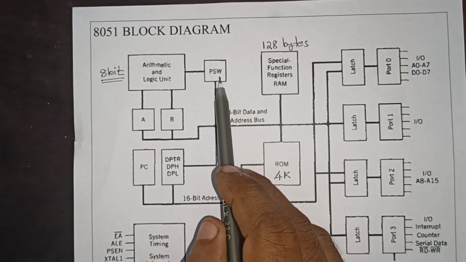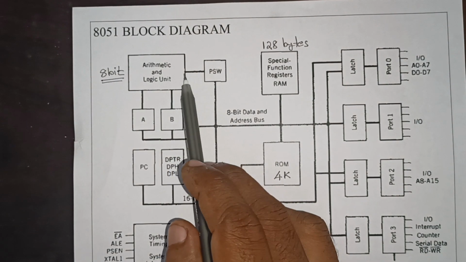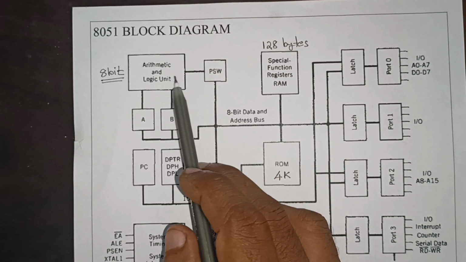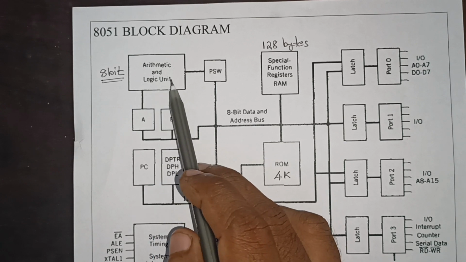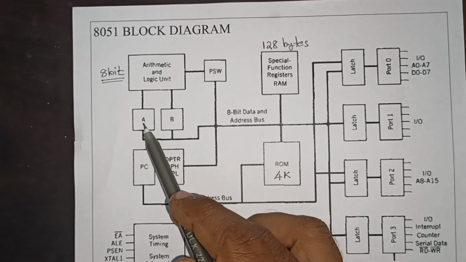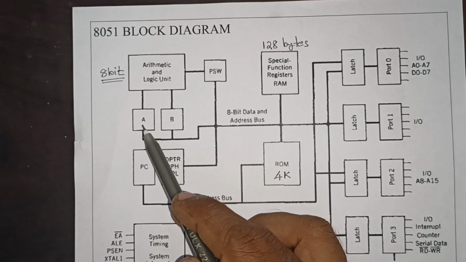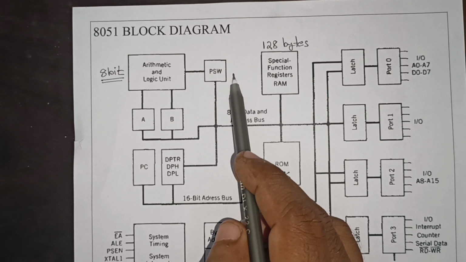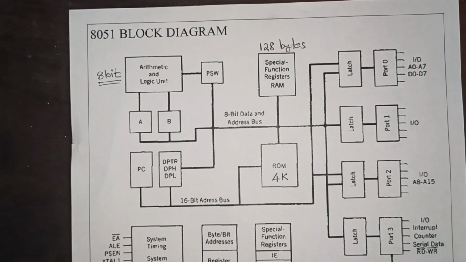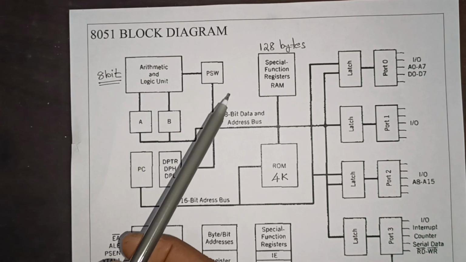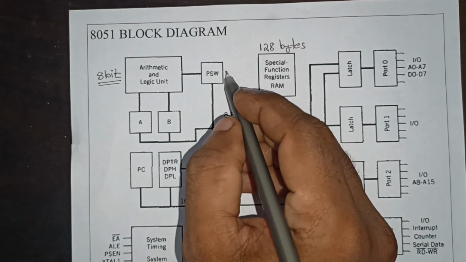Then we have program status word. This is connected to ALU because, as the name suggests, it stores the status of the ALU, or after the calculation we will get a result. The result generally is stored in accumulator, this register, and the result will be having some peculiar characteristics, and those characteristics are stored in this flag register or program status word. Okay, we will see this in detail again. So this is our ALU, which is 8-bit. This is our program status word, which is again 8-bit.